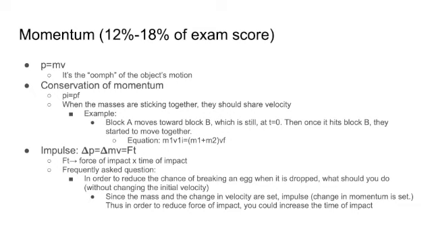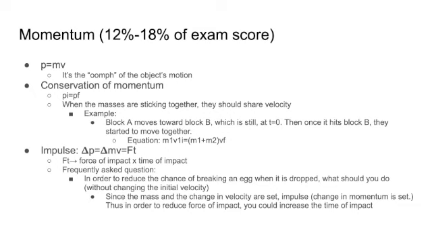The next unit is momentum. Momentum is defined by mv. It is like the oomph of an object's motion. So according to conservation of momentum, P initial is going to be equal to P final, and we can use the equation mv by saying mv initial is equal to mv final. The impulse, which is the delta P, can be calculated through delta mv, or force of impact times time of impact.